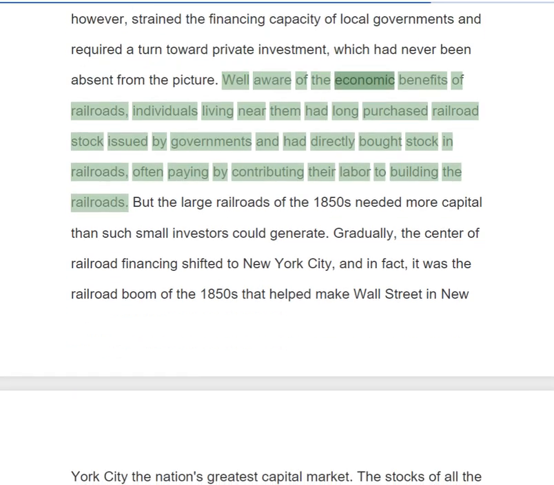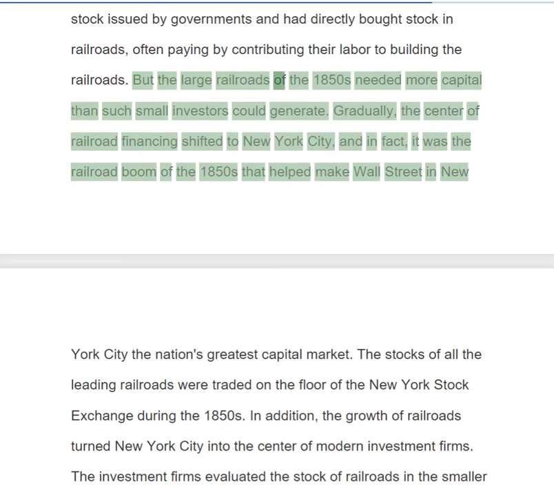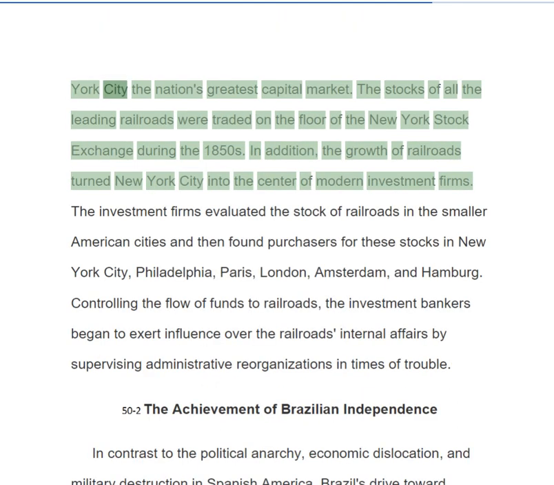Well aware of the economic benefits of railroads, individuals living near them had long purchased railroad stock issued by governments and had directly bought stock in railroads, often paying by contributing their labor to building the railroads. But the large railroads of the 1850s needed more capital than such small investors could generate. Gradually, the center of railroad financing shifted to New York City, and in fact, it was the railroad boom of the 1850s that helped make Wall Street in New York City the nation's greatest capital market.